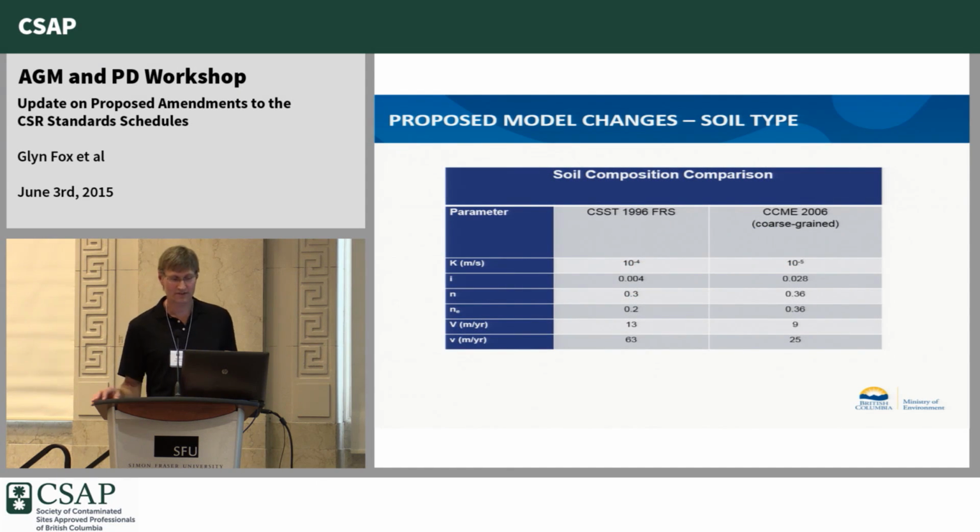So this is a comparison of our current soil standard, Fraser River sediments, against the CCME values. If we took a direction that was more similar to CCME, maybe not those exact soil properties but something similar, you can see the difference in velocity there.